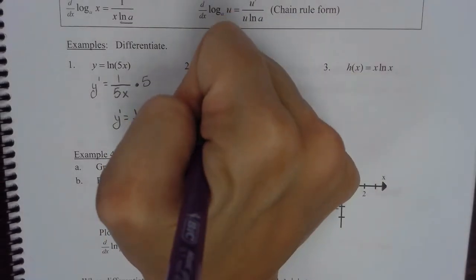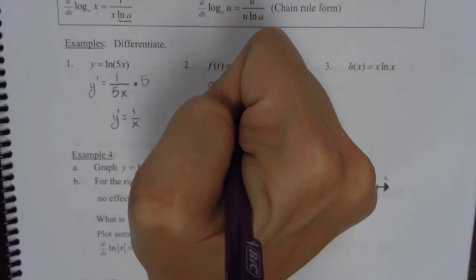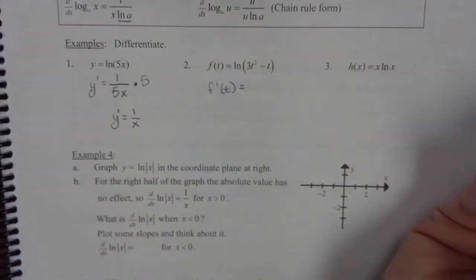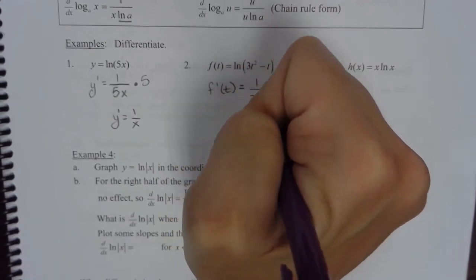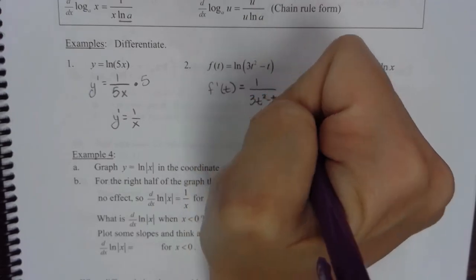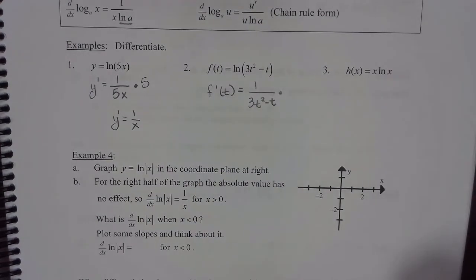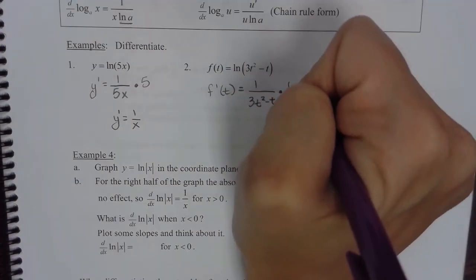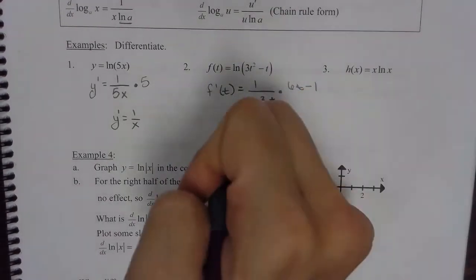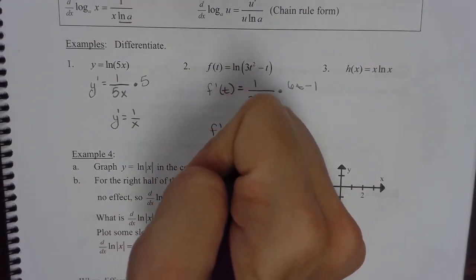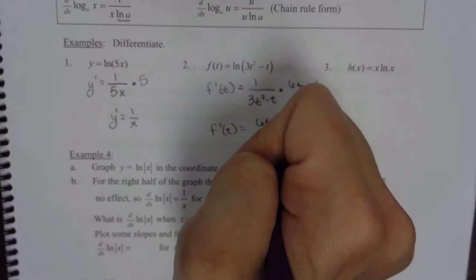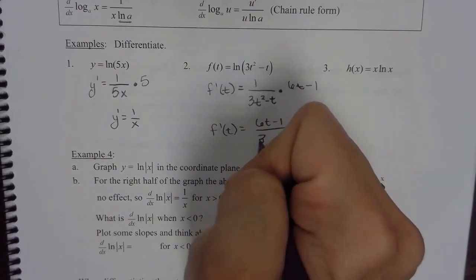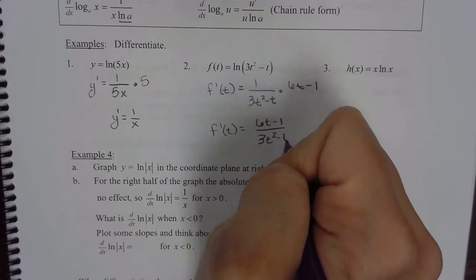Number 2, f prime of t. First thing I'm going to do is the derivative of that ln, which is 1 over 3t squared minus t. Then I have to do the derivative of the inside, which is 6t minus 1. We cannot simplify that any further, so I'm just going to write it as one fraction. So 6t minus 1 over 3t squared minus t.